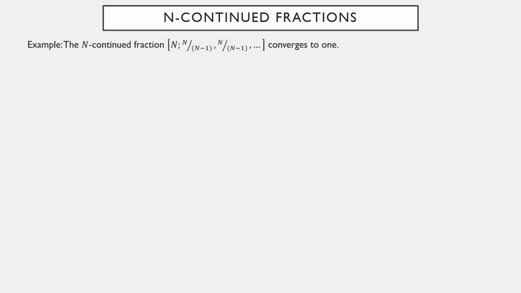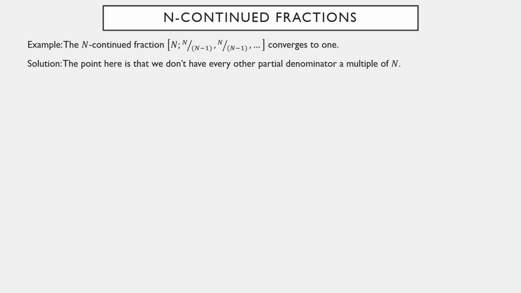As an example, let's show that the n continued fraction n plus n over n minus 1 plus n over n minus 1, etc. converges to 1. And the point of this example is that not every other denominator is divisible by n. Okay, none of them are. They're all n minus 1. So what's p naught over q naught? It's a naught over 1, that's n over 1. p1 over q1 computes to n squared over n minus 1.